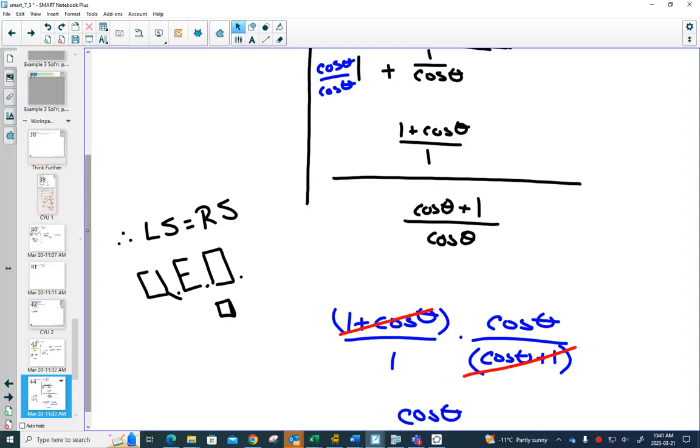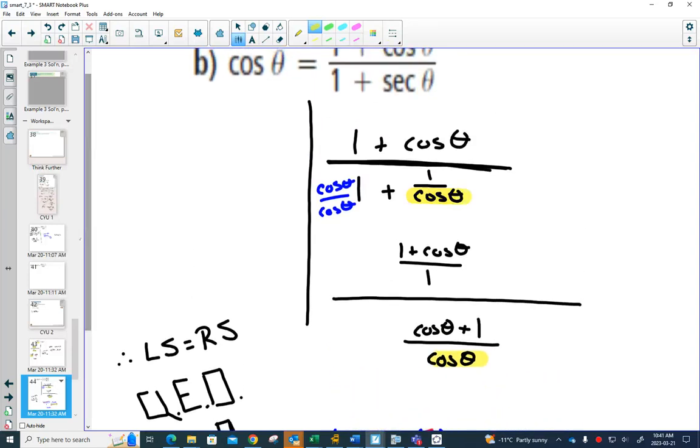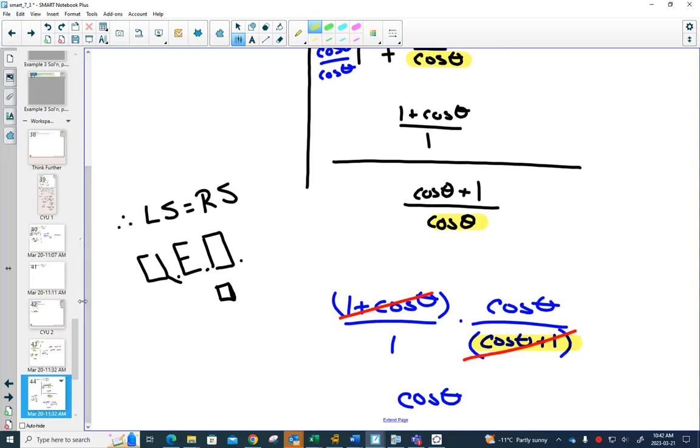Looking through this one with our highlighter. Now we'll do the non-permissible values. Where are we dividing? Okay. So I went through the whole thing and highlighted all of my denominators. So for my non-permissible values here, I know that cos of theta can't equal 0. I also know that cos of theta plus 1 can't equal 0.